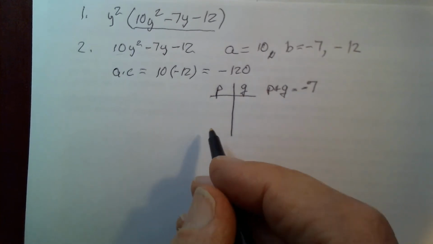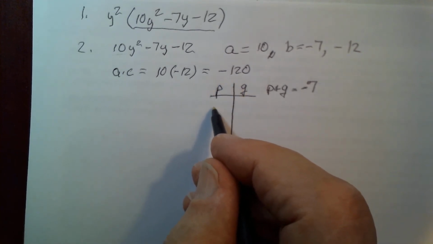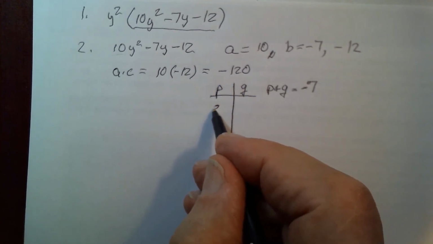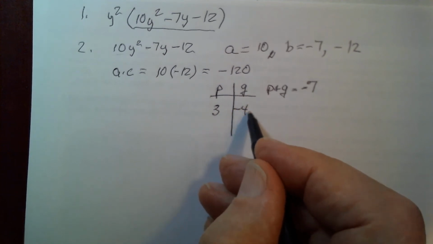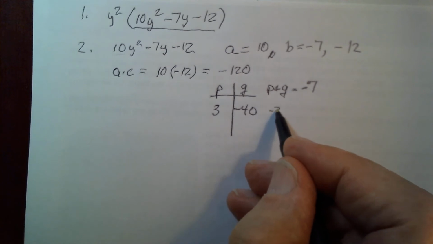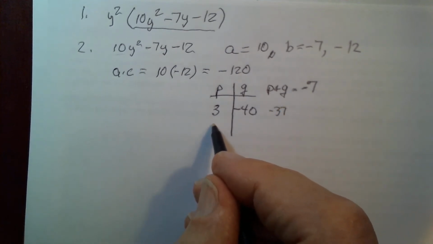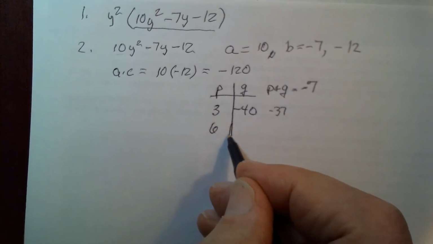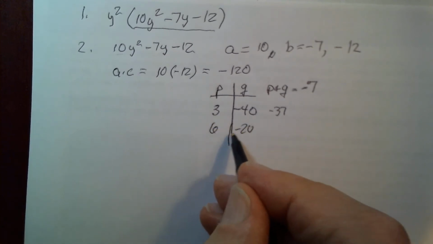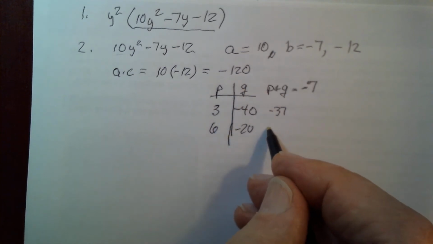So we could say, for example, minus 120 is 3 times minus 40. But then the sum of 3 and minus 40 would be minus 37 and not minus 7. How about 6 times minus 20? Well, again, it would be minus 120, but 6 plus minus 20 is minus 14.